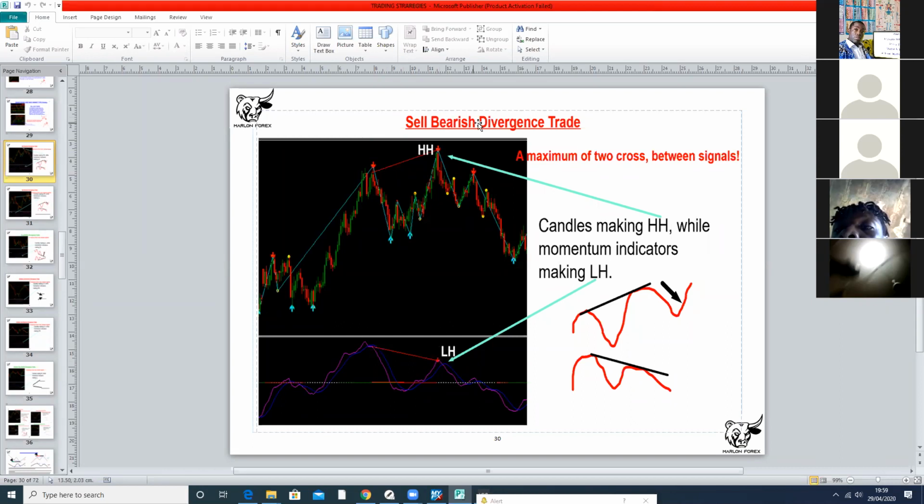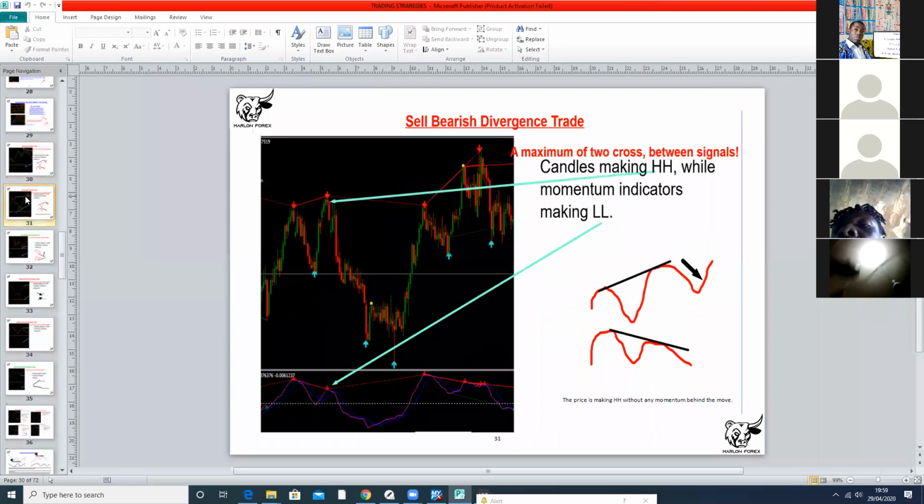This is what we call a bearish divergence, because the momentum is not there, but yet still the price is going up. So there must be something happening, and the potential is that the market will go down. Okay, this one is the sell again. Another example, a buy one now.